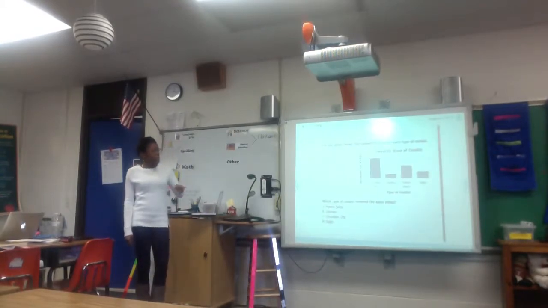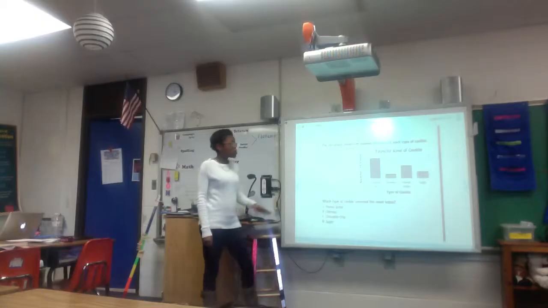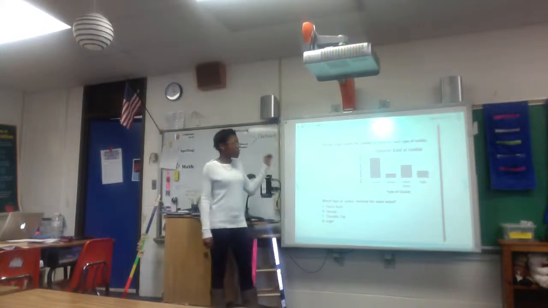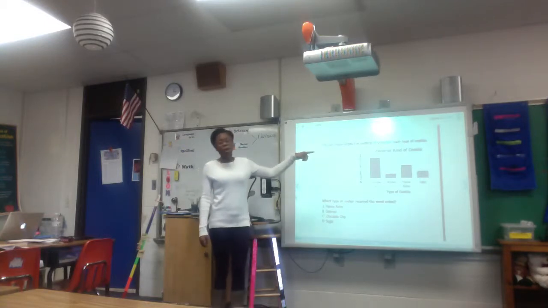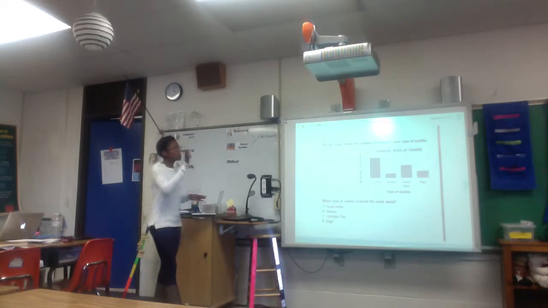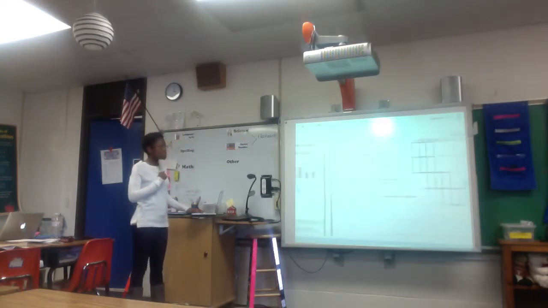They're picking out the special characteristics of the assessment, and that's what they've asked us to do. And last but not least, which type of cookie received the most votes? So they're asking the students to read the graph and find that cookie that received the most votes. So they want us to pull out the special characteristic that describes this bar graph. Aligned? Yes, no? Yes.